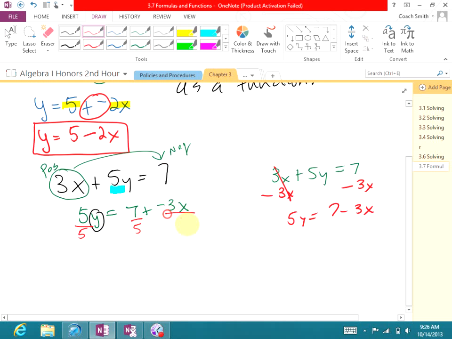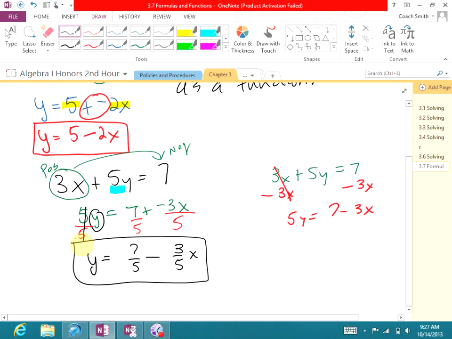But over here, I have to divide it by both terms. Okay? Now, those two cancel out, leaving me with y is equal to 7/5 plus, actually I want to subtract 3/5 x. And that's your answer.